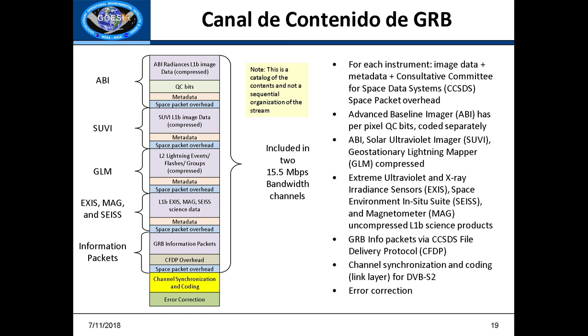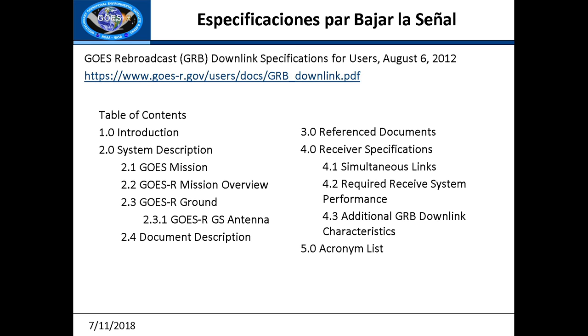So you can see the ABI, SUVI, GLM, the space weather products, EXIS, MAG, and SEISS, and the information packets all included, along with channel synchronization and coding and error correction. And that's why it's so important for the documentation to be kept up to date. The other document I mentioned is the downlink specification, and that describes the receiver specification and everything you need to know about the signal.